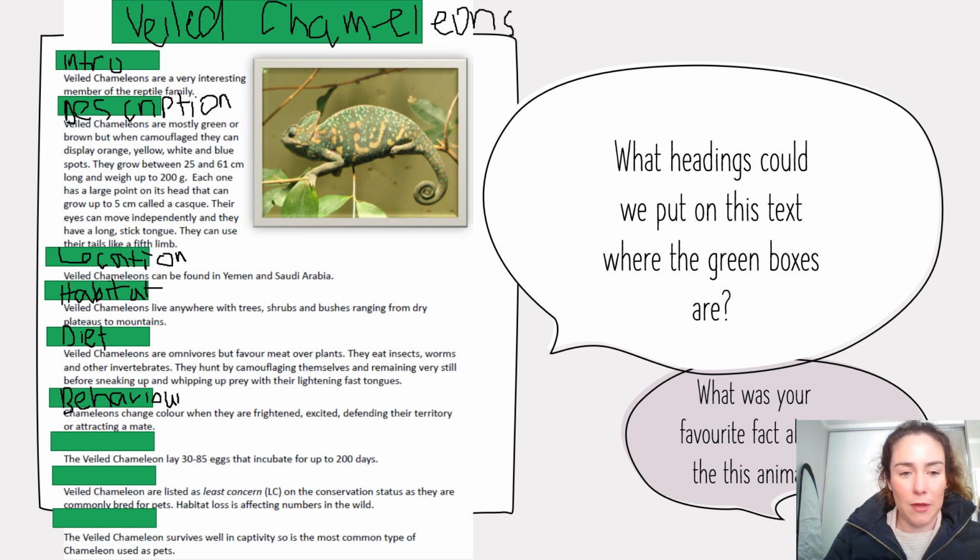All right, the next one we have is the veiled chameleon lays 30 to 85 eggs that incubate for up to 200 days. This one we know is an easy one. It's babies.